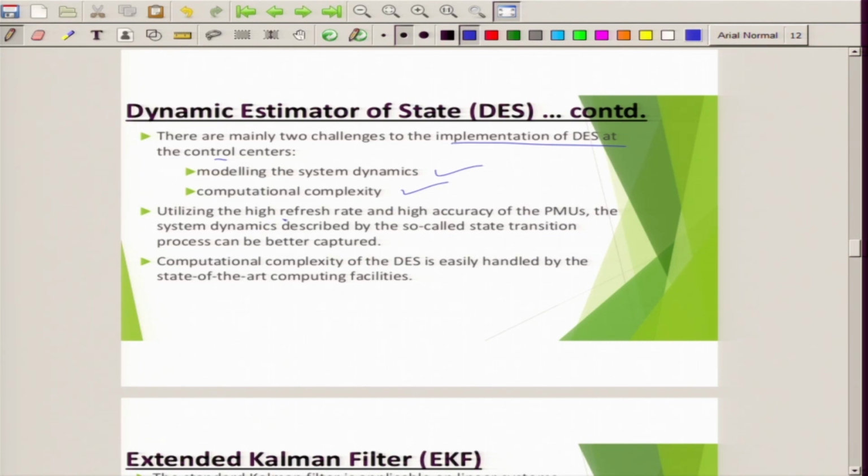So, utilizing the high refresh rate and high accuracy of the PMUs, the system dynamics described by the so-called state estimation process can be better captured. The computational complexity of the dynamic estimation of states is easily handled by state-of-the-art computing facilities. Now people are speaking about quantum computers, supercomputers and GPUs, all these things which work at very high processing speeds. They are in a way required to meet the futuristic expectation.